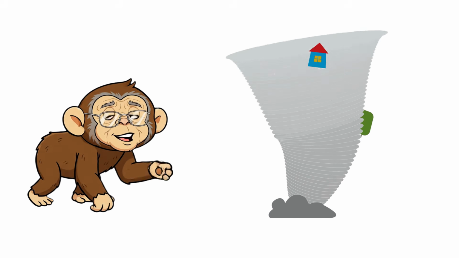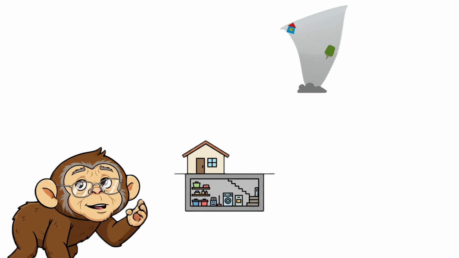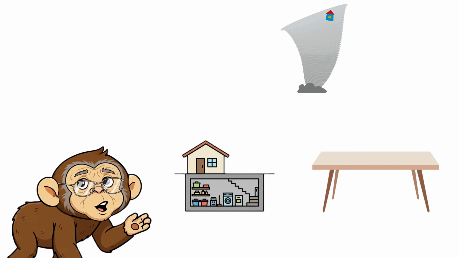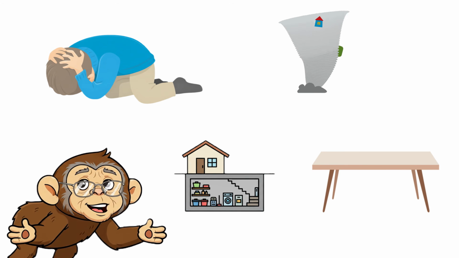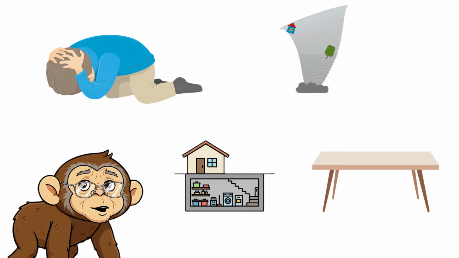do to stop them. But if you ever encounter a tornado, quickly run down to a basement or hide under a sturdy piece of furniture such as a table, kneel down, use your hands to protect your head, and stay inside the house until it is safe to go outside.